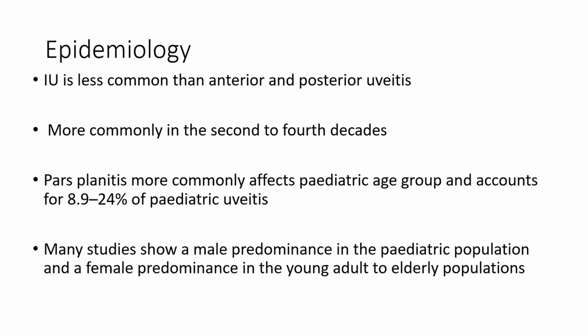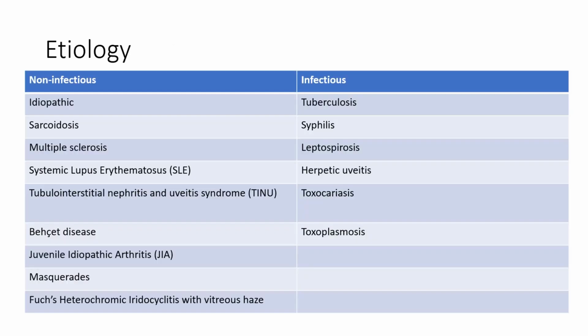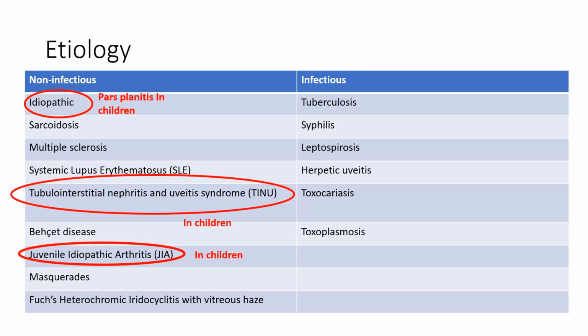It is more common during the second and fourth decades, and pars planitis tends to be more common in the pediatric age group. Many studies show a male predominance of intermediate uveitis in the pediatric population and a female predominance in the adult population. Regarding etiologies, the most common is idiopathic, but in adults we see masquerades and infectious causes, and in children it tends to be pars planitis, TINU, or JIA.